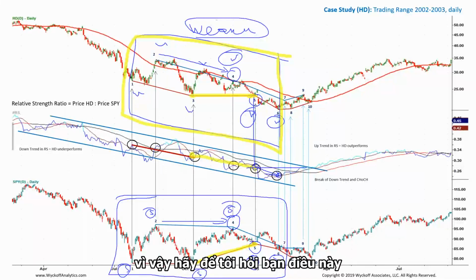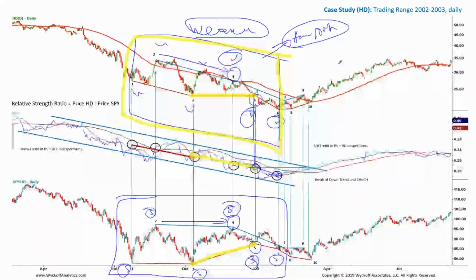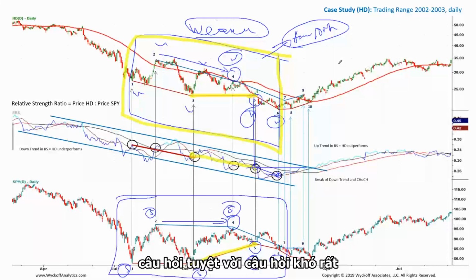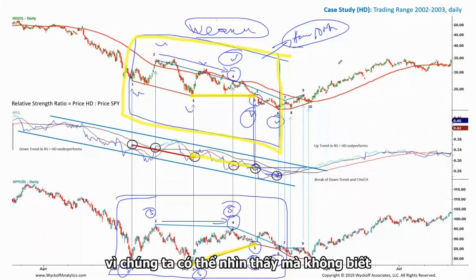So therefore, let me ask you this question. Does it mean that this is an accumulation or a distribution? Great question. Tricky question, very tricky question. Well, without knowing anything going forward, is that how you're asking me the question? But just looking at the chart, you could potentially be in both.